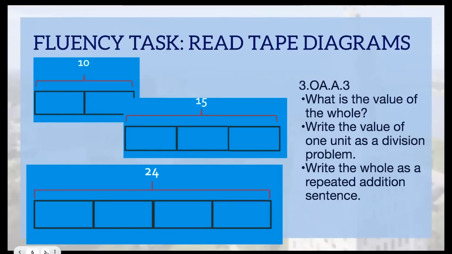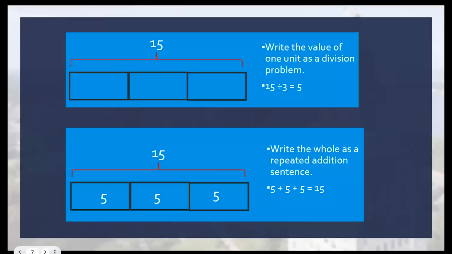Remember, in the fluency activities, your students are using their whiteboards. So it's a rapid exchange as you're asking those questions. So this would be an example if we use 15 as the whole. And so students would write that division problem, and then they would write the whole as a repeated addition sentence. This is what you would see if students were to answer that correctly.